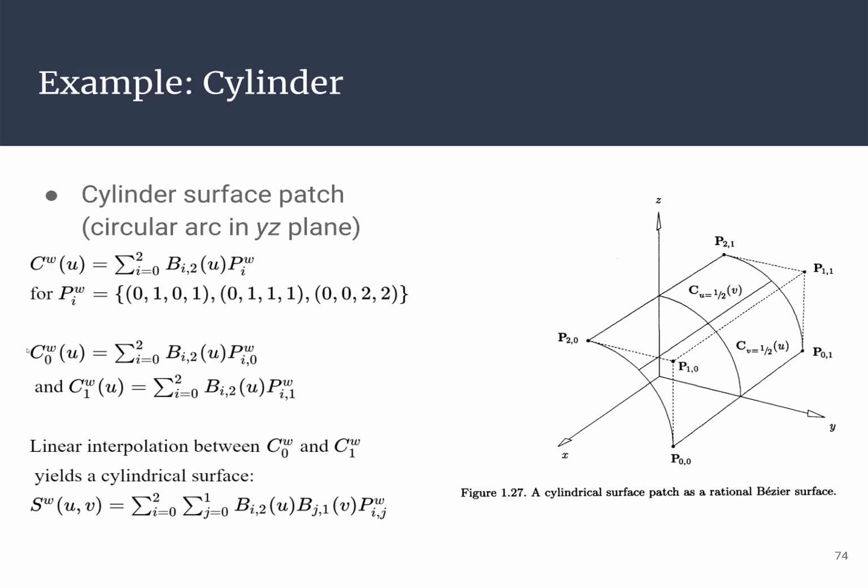And we have c sub 0 and c sub 1. When we have the linear interpolation between these two functions, we're given a cylindrical surface, which we represent here. Two Bernstein polynomials multiplied by one another, multiplied by the control points.